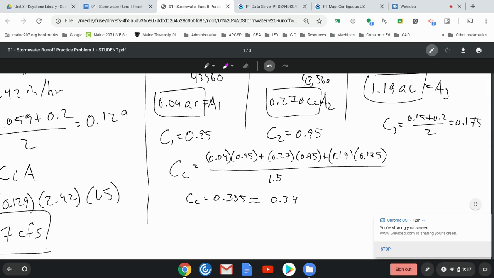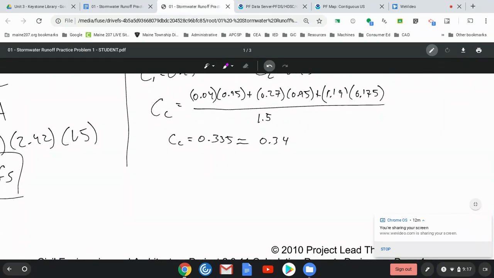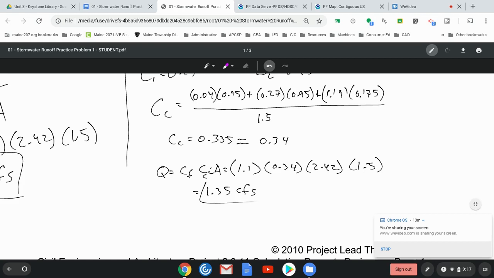And so now we have all the information we need. And so Q is equal to CfCiA, where Cf is 1.1, C is the composite C, 0.34, times 2.42 times the area of 1.5. Do that multiplication, 1.1 times 0.34 times 2.42 times 1.5, and you get 1.35 cubic feet per second.